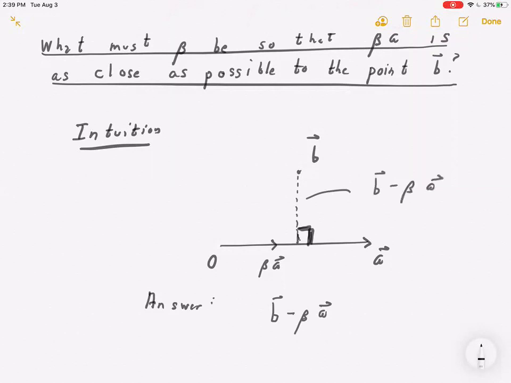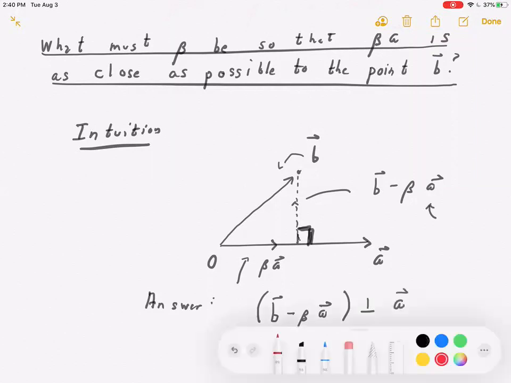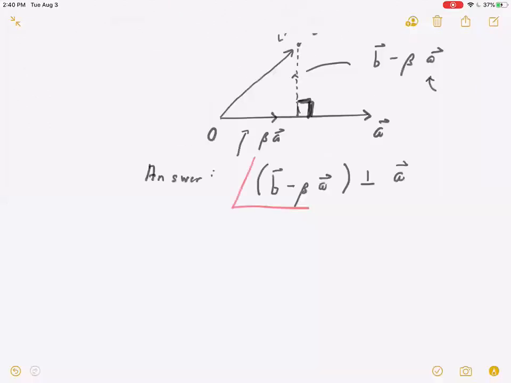How do I know that? Well, I just look at the fact that B is a vector. If I take beta times A and add it to B minus beta A, I get B. So to find the beta that satisfies this problem, B minus beta A has to be perpendicular or orthogonal to A. That's what my intuition tells me. That's the value of beta such that beta times A is closest to the point B.